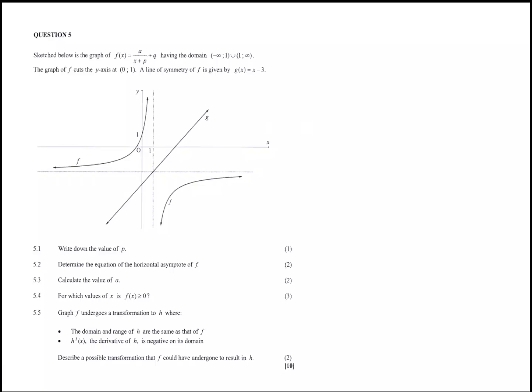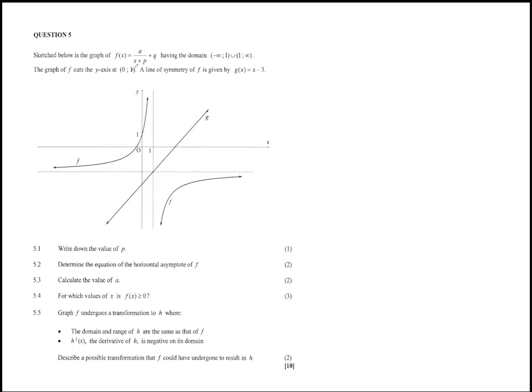Okay, so we have question 5. It says the sketch below is the graph of f of x equals a over x plus p, plus q, having the domain negative infinity to 1, and then 1 to positive infinity. So this basically means it's from negative infinity to positive infinity, where x should not be equal to 1, because that would be your asymptote.